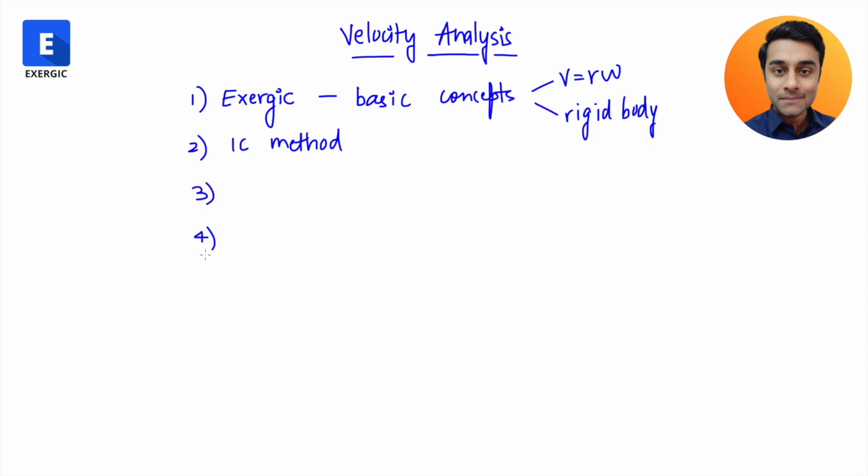Now we are going to cover two more ways to solve the questions of velocity analysis. The third one is going to be the graphical method. It is again a useful method. And the last one is the vector notation method.